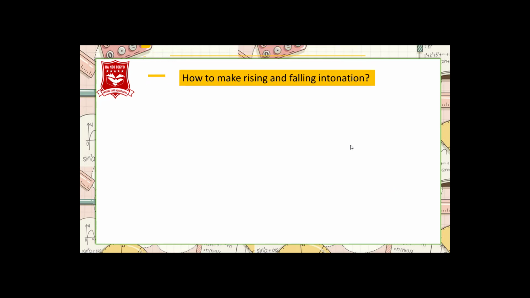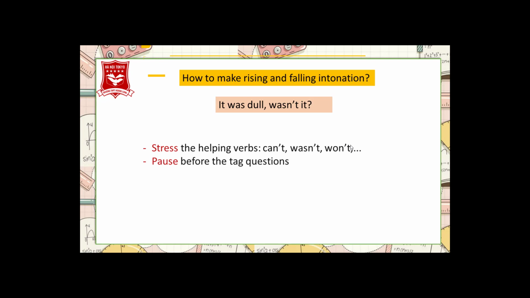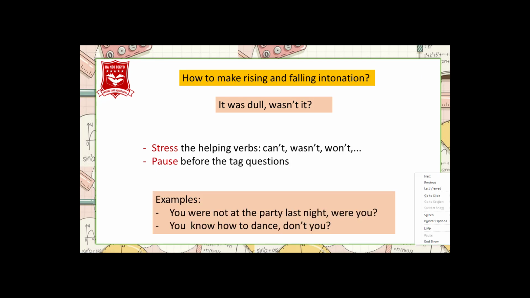So how can we make rising and falling intonation? For example, it was dull, wasn't it? The first thing, you need to stress the helping verbs. There are some helping verbs like can't, wasn't, won't, and you need to pause a little bit before the tag question. For example, you were not at the party last night, were you? You know how to dance, don't you? Right? So the first sentence has a rising intonation and the second one has a falling one.